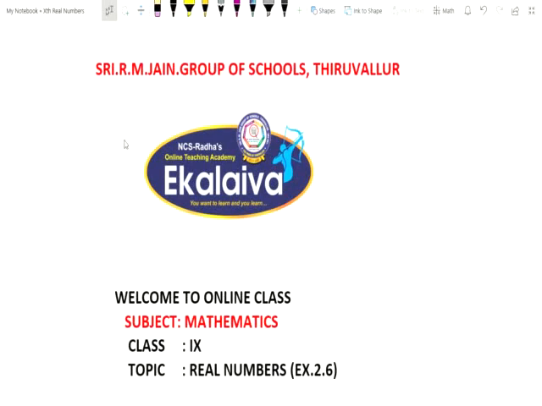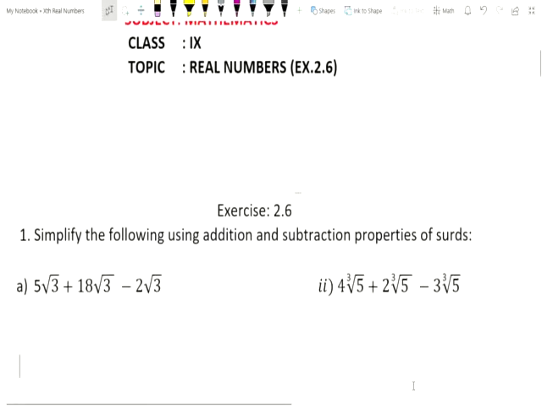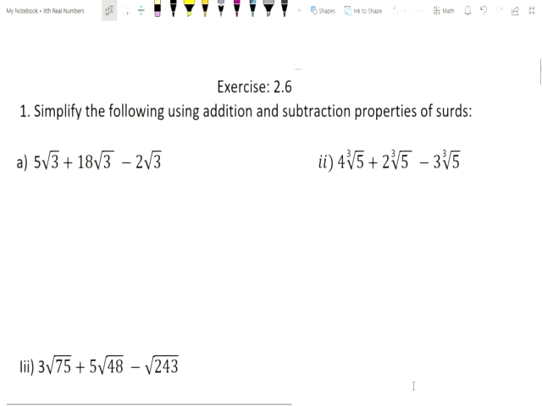Today we are going to learn real numbers, exercise 2.6. First one: simplify the following using addition and subtraction properties of surds.